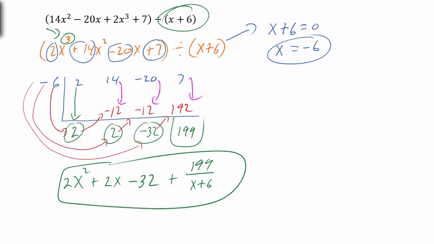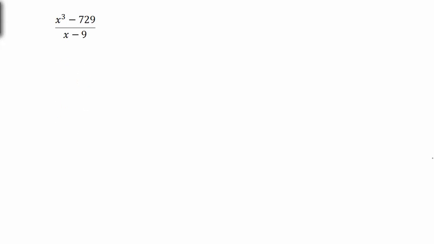And there's our answer. And once again, because we have a remainder, the x plus 6 is not a factor. All right, the next example, x cubed minus 729 divided by x minus 9. Now here, again, we're going to write this in descending order. We have x cubed. We don't have an x squared, so that's 0x squared. We don't have an x, so that'd be 0x minus 729 over x minus 9.